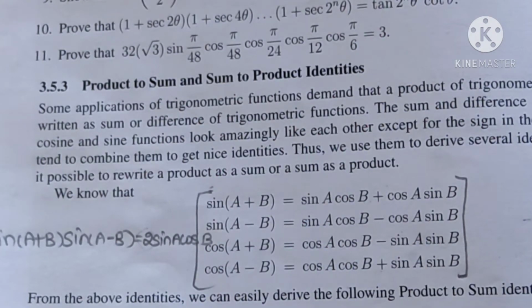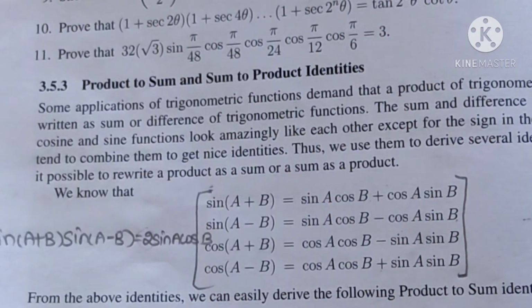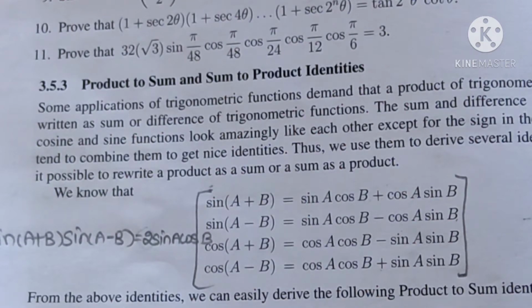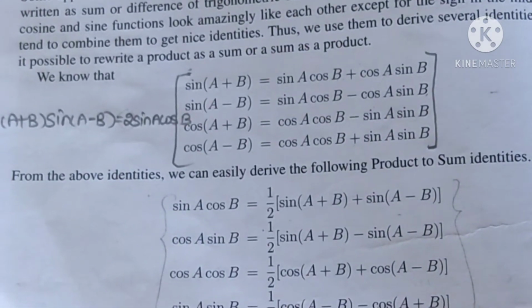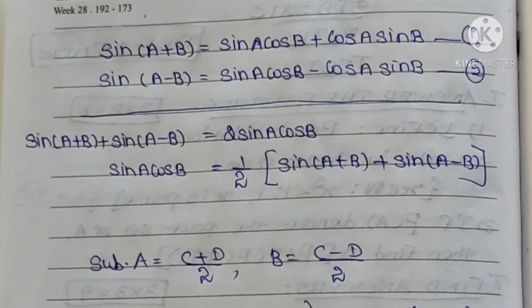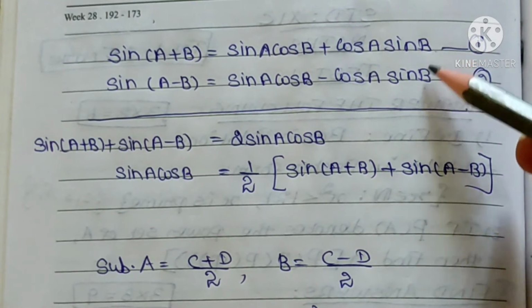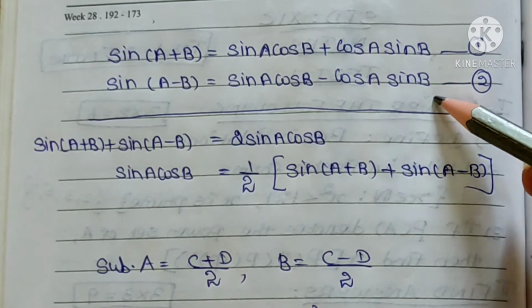So we use these identities. We can easily derive the following product to sum identities. Okay, product to sum identities. Now we find out the sin A cos B value. Listen, how will you find out that value? Use the first two identities, sin A plus B and sin A minus B.